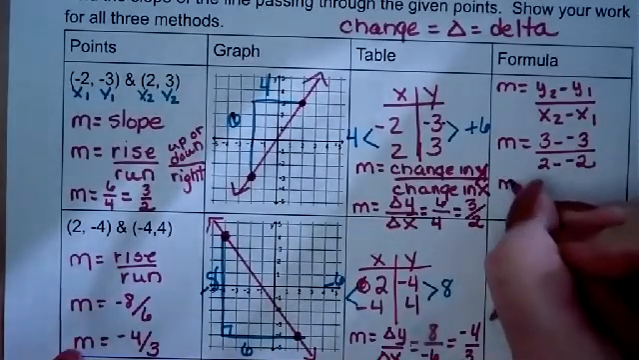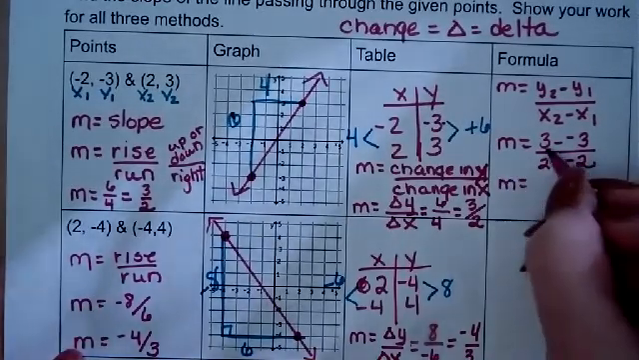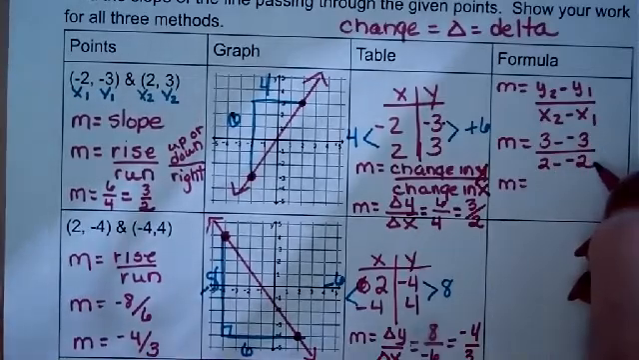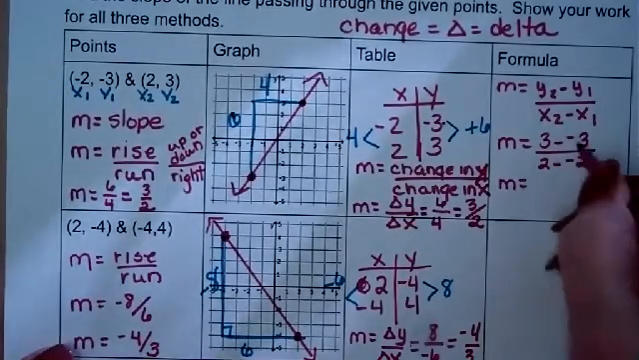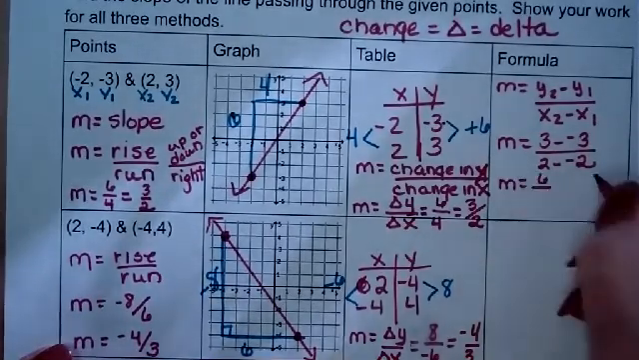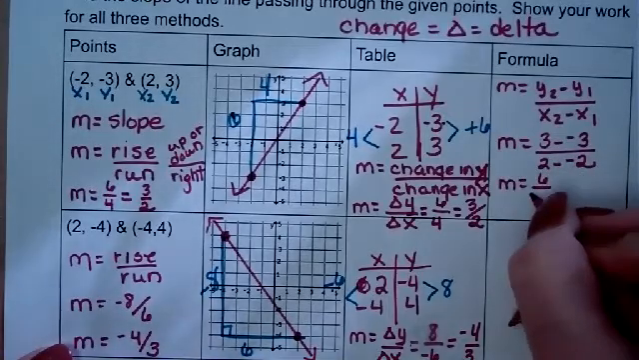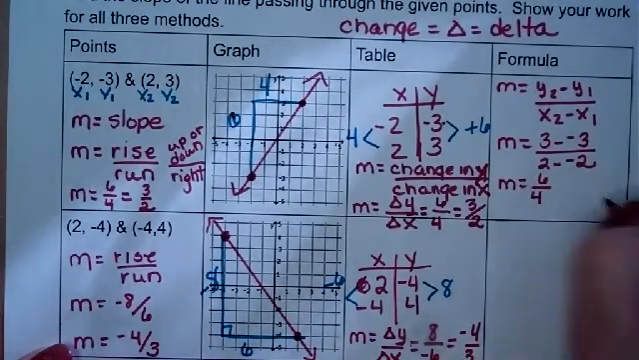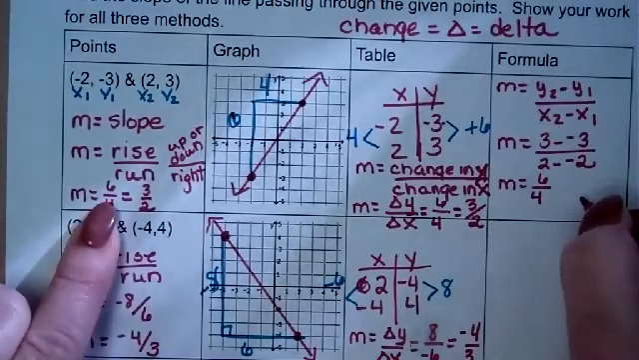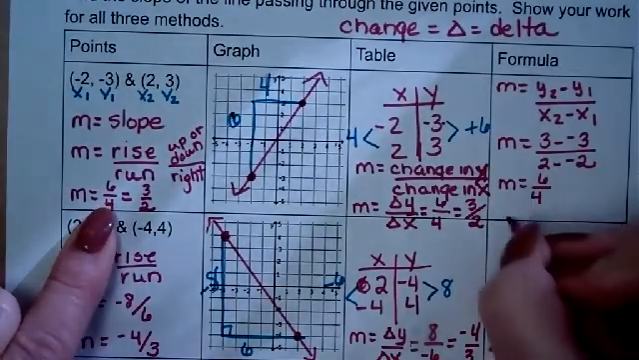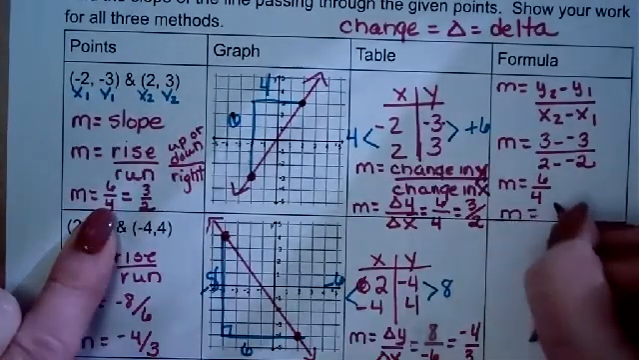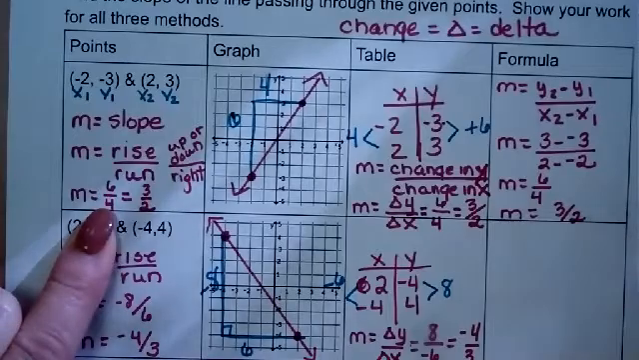Now this part's just order of operations. 3 minus a negative, well we know minus a negative is adding a positive, so 3 plus 3 is 6. Minus a negative here is the same thing as adding, so 2 plus 2 is 4. Well, what do we have here again? Same thing, don't we? So that means that's going to simplify to 3 over 2.